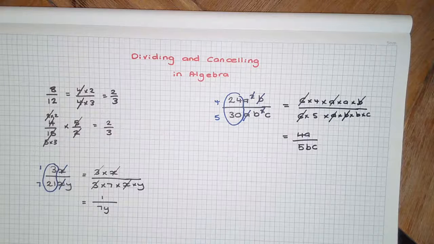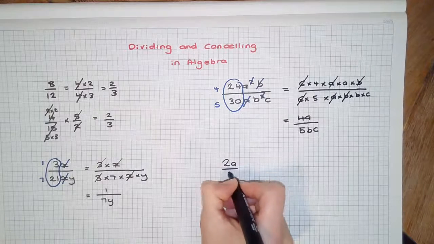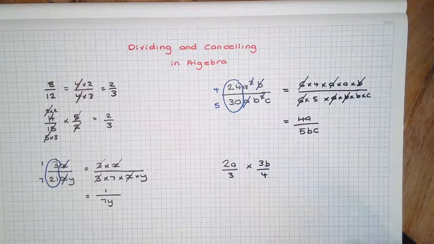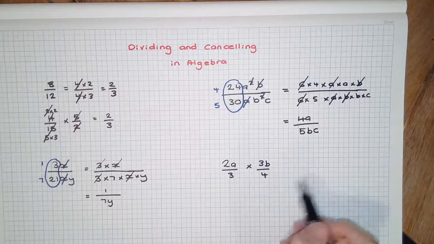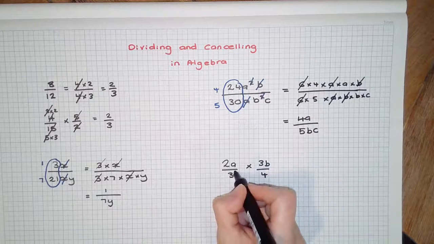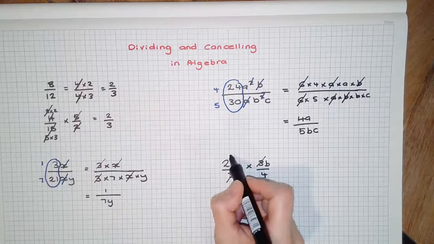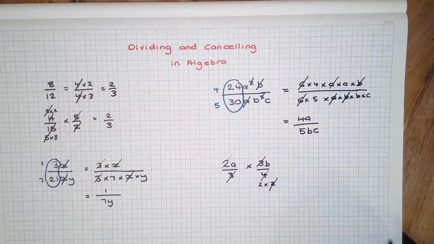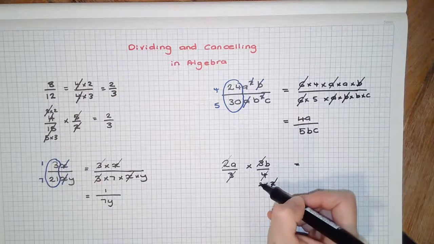So now let's have a look at one when we're multiplying. Take the example 2a over 3 times 3b over 4. Now we're just looking for things to cancel here rather than multiplying it out. So I can see here I have a 3 in the denominator and a 3 in the numerator. I have a 2 in the numerator, and this 4 could be 2 times 2, so I'll cross out one of the 2's. And I'm left with ab over 2.